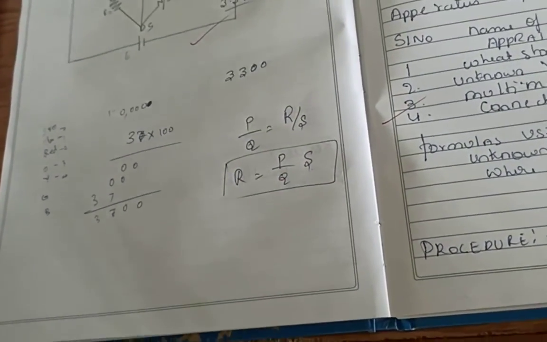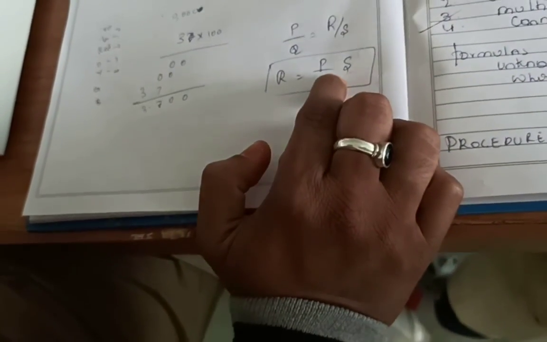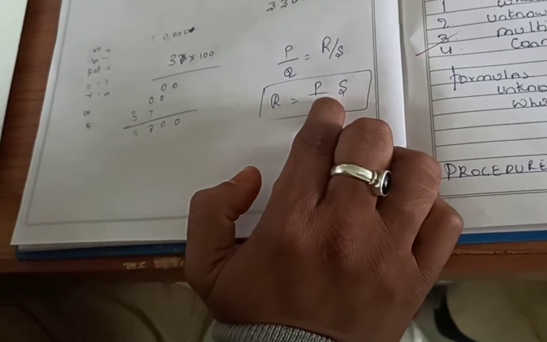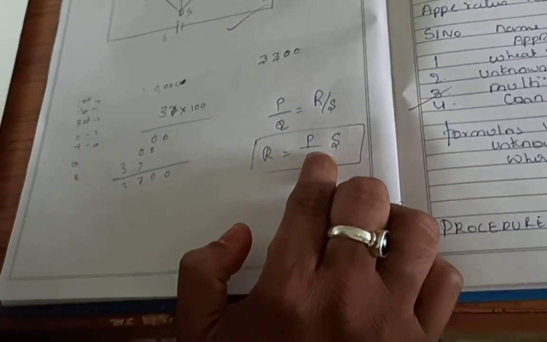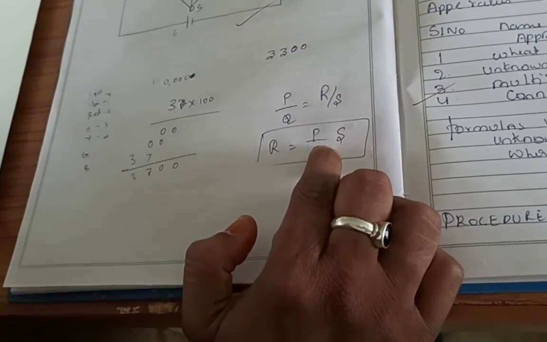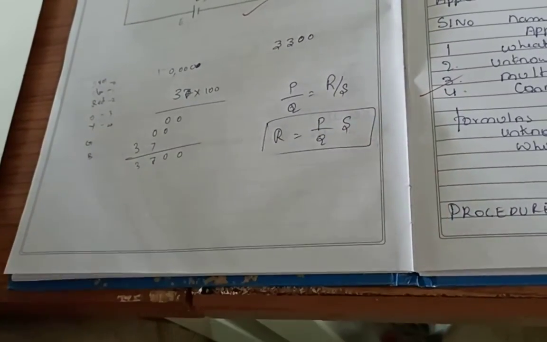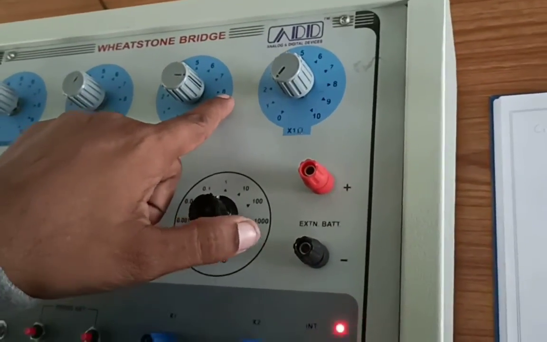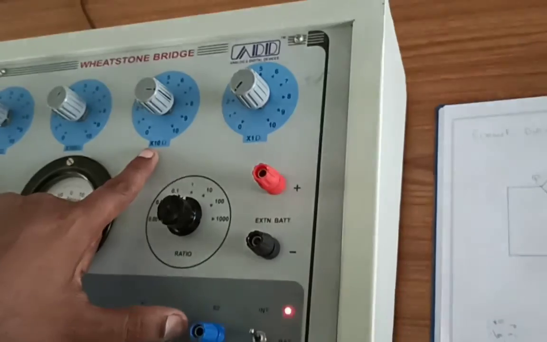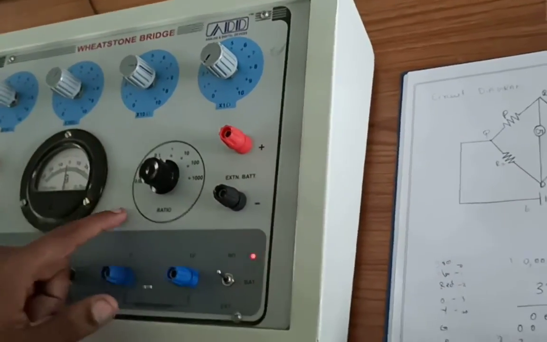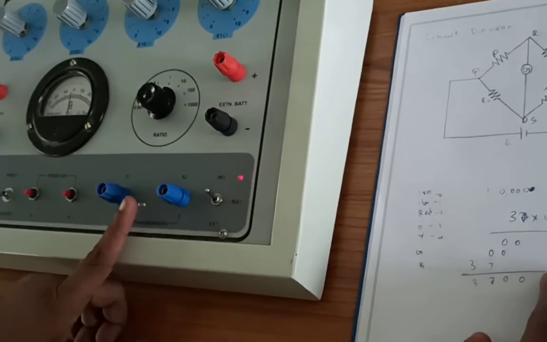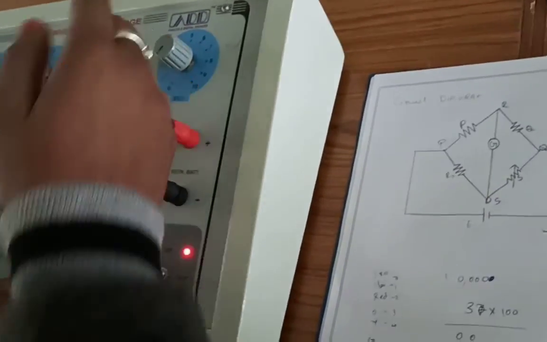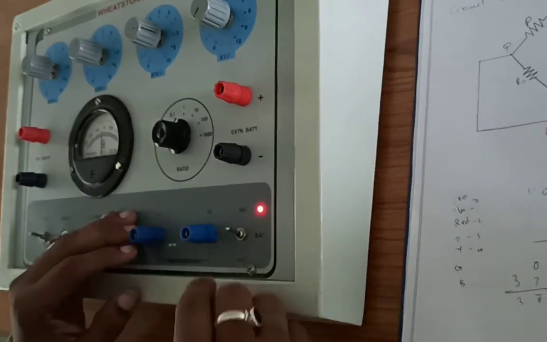The P by Q ratio is 1, and S is the sum of the multiplier values of the resistance. Here it is 0, 0 into 1K is 0. Here it is 6 into 100 ohm, which is 600 ohm. And here it is 8 into 10, so 80 ohm. 600 plus 80 is 680 ohm, which is the value of the resistance. We can also use the multimeter to cross-verify. Thank you.